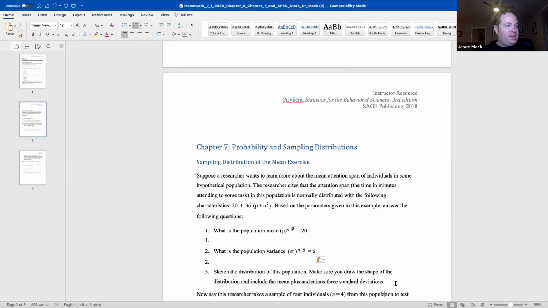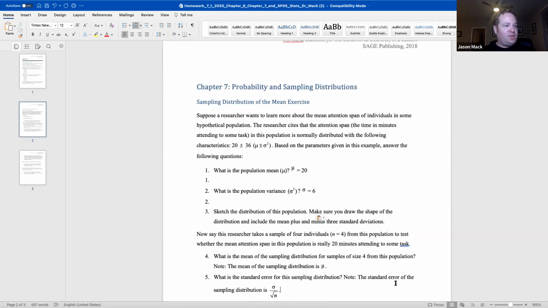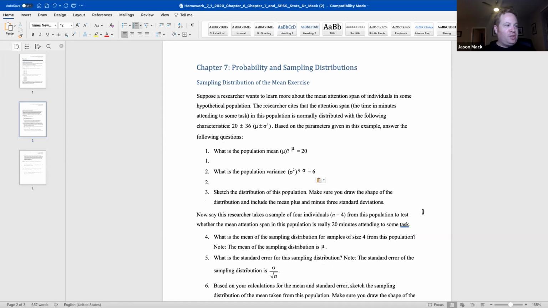The next one says, sketch the distribution of this population. Make sure you draw the shape of the distribution and include a mean plus and minus 3 standard deviations. Well, if we do that, we would sketch a normal distribution, a regular bell curve, with a mean of 20, a standard deviation of 6. We sketch a normal bell curve.